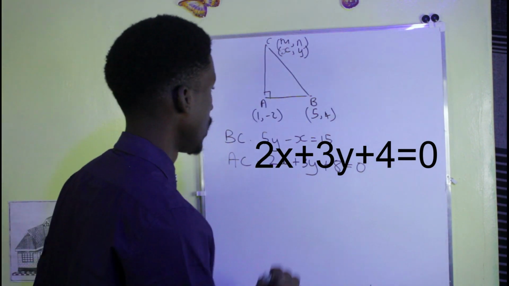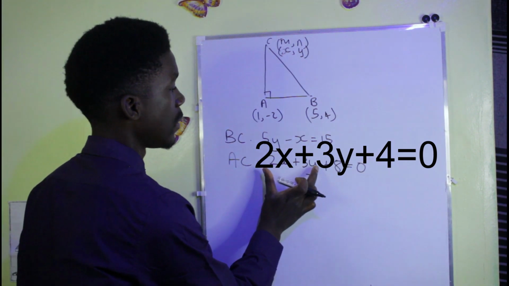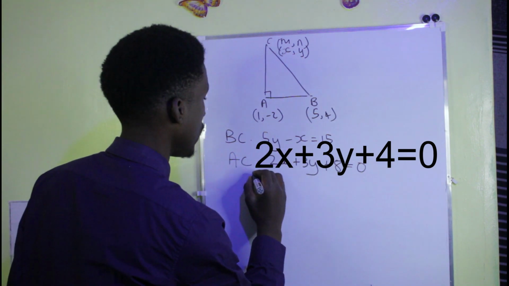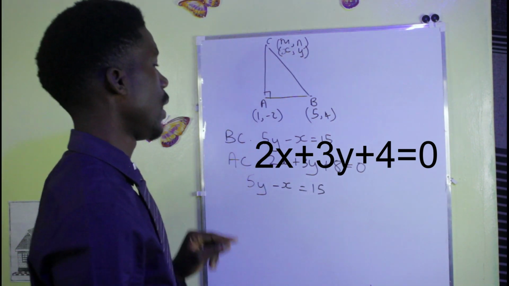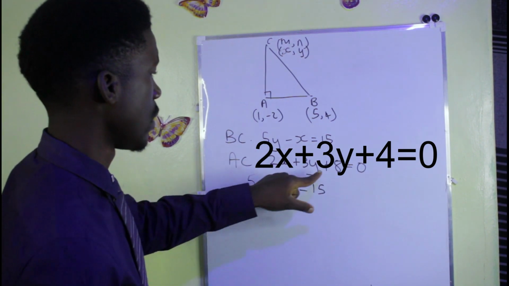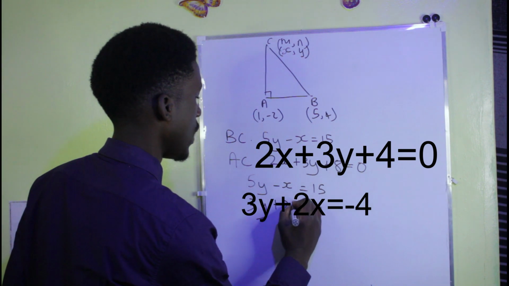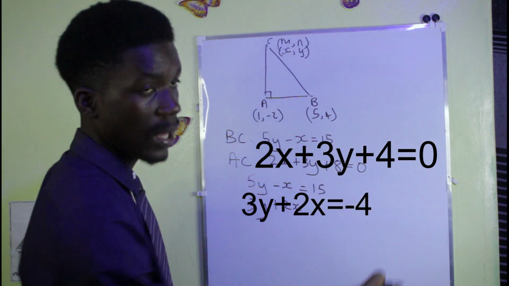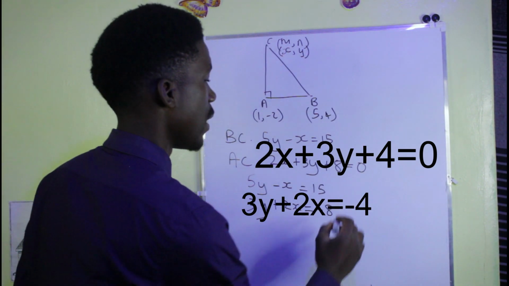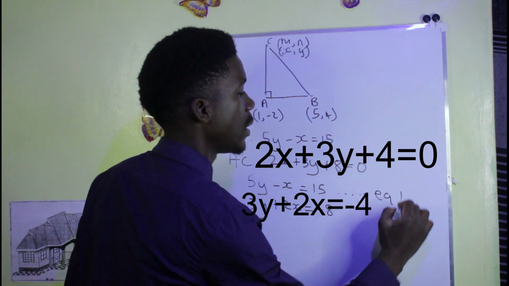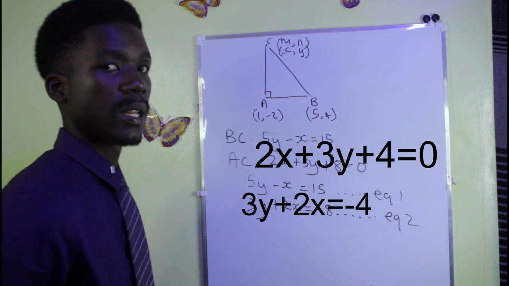So we will proceed. We form a simultaneous equation whereby we will start by this one, 5y minus x equals to 15. And let's make this one in this form as well. So we have 3y, then x plus 2x. When this goes to the other side, it becomes a negative, equals to negative 8. So we have this one as equation 1, and this one as equation 2. This is a simultaneous equation.